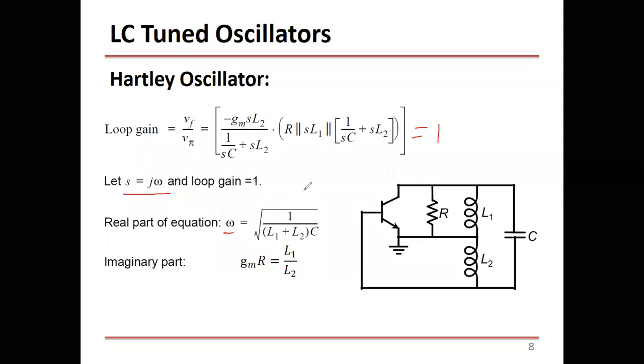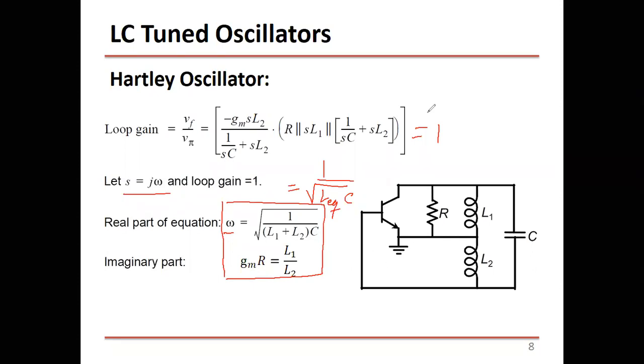Again, as you can see, this is the same general form of 1 over square root of L equivalent times C. So the frequency of oscillation in an LC circuit always takes the value of 1 over square root of L times C. Here L is the series connection of L1 and L2, and C is the capacitor here.